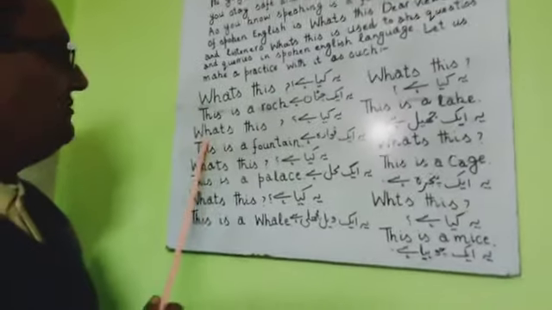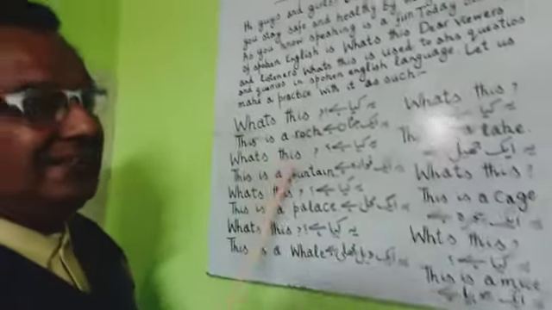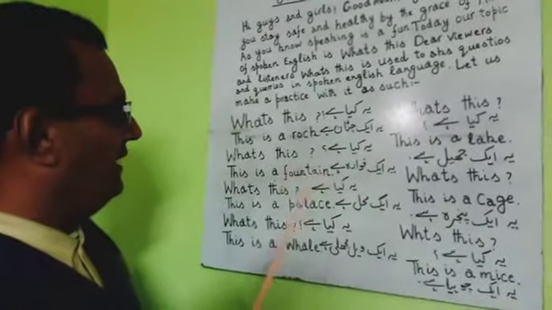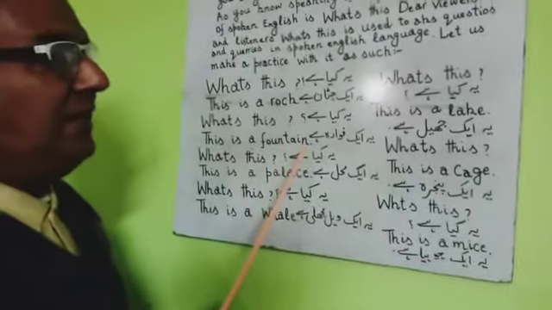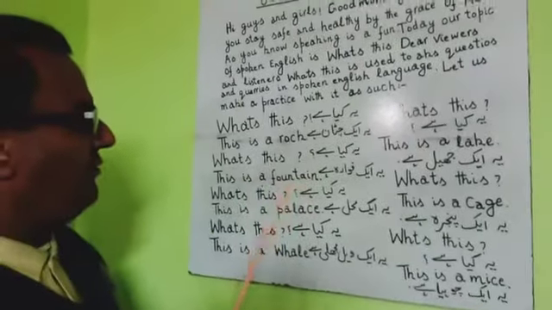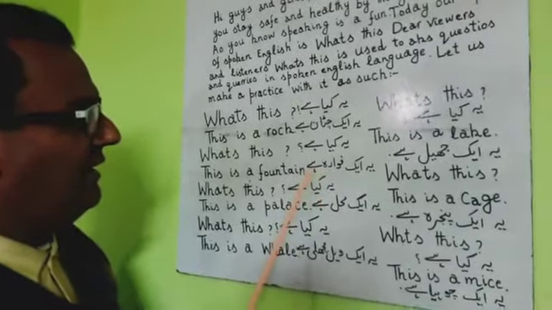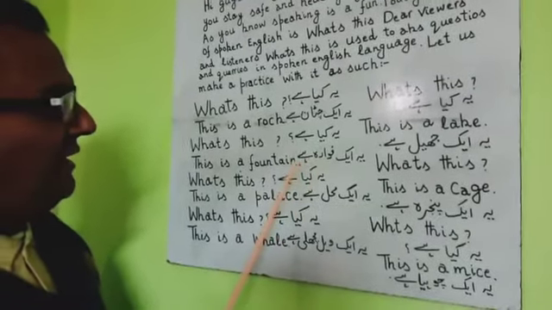Next one is, what's this? What's this? ये क्या है? This is a fountain. This is a fountain. ये एक फुवारा है.